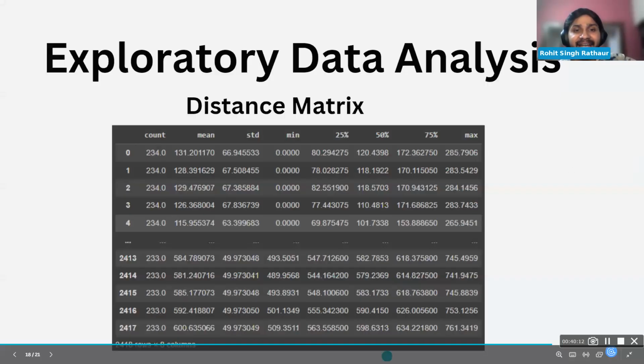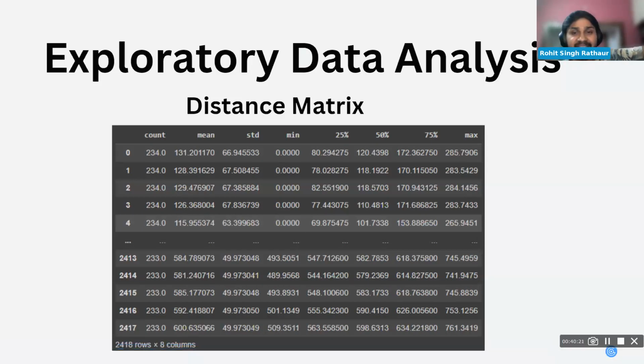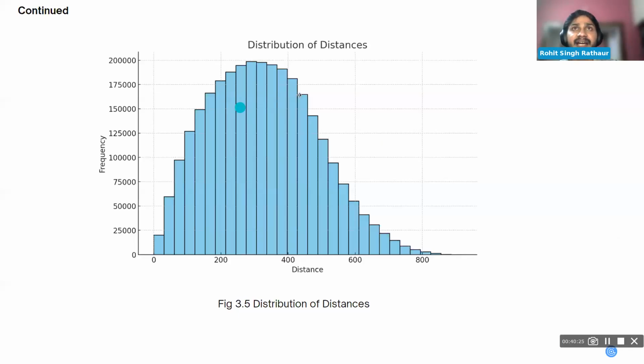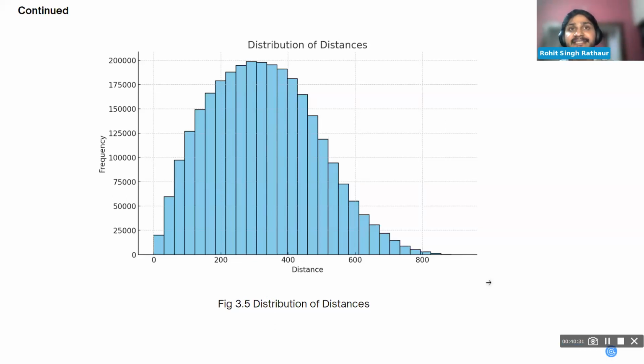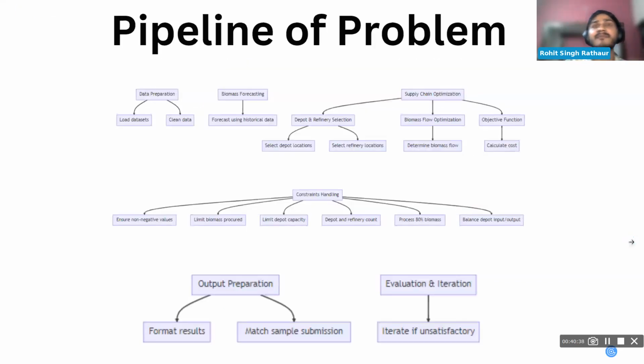And then I did some data analysis around distance metrics also. I followed the same steps as I did for the biomass history, and then I plotted the distribution of these particular distances. And after all this data analysis, it was time to jump to the second part of the problem.